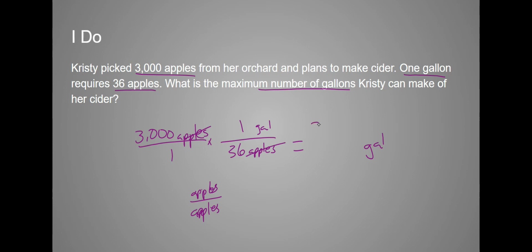So essentially this problem is 3,000 divided by 36. That gives us the total number of gallons. And when we do this, it is approximately 38 gallons. And remember, on these answers, we want to round according to the significant figure rules that we learned earlier.